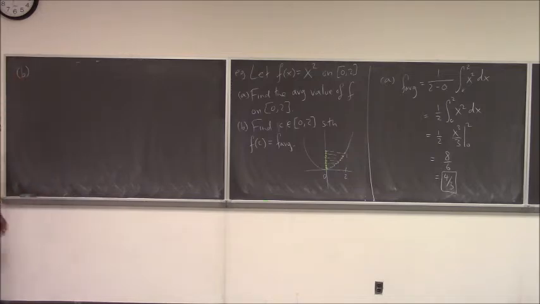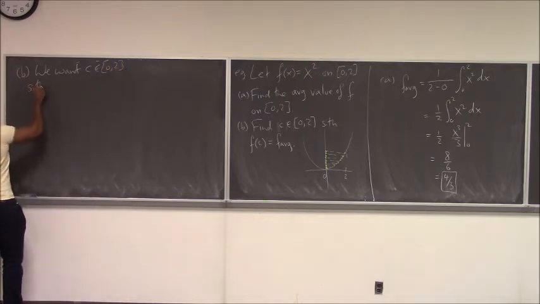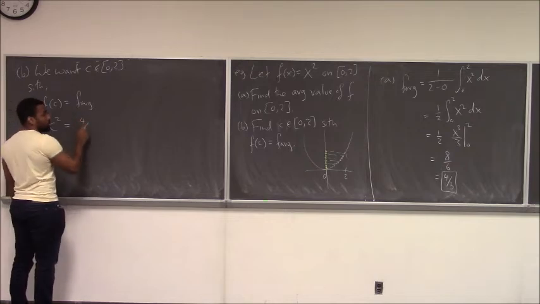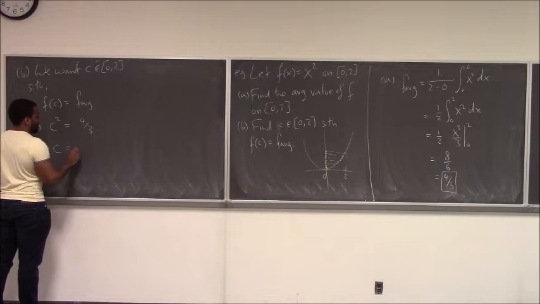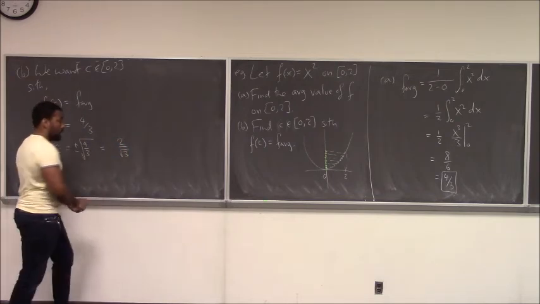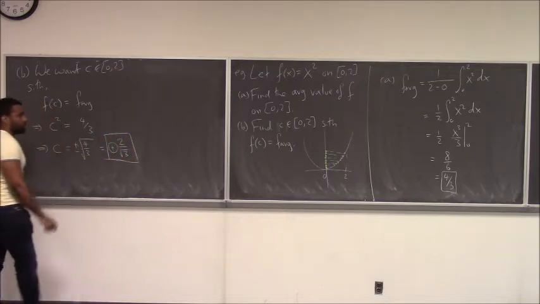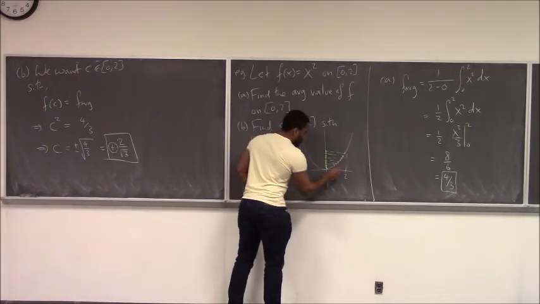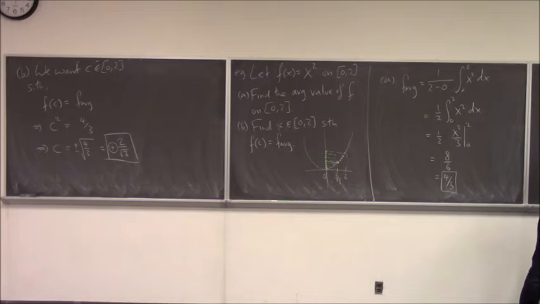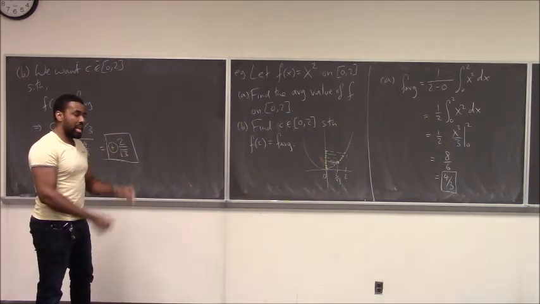And for B, we want c in 0, 2 such that f of c equals the average value. This would mean that I want c squared to be equal to 4/3. This would mean that my c would be equal to technically plus or minus, but we'll ignore the minus. So this will be 2 over radical 3. And here we take the positive value. So if I take the point, whatever it is, 2 over radical 3, and I plot that across, that output is actually going to give me 4/3. So for this particular value, it's going to give me 4/3. And that's the average value of these functions.